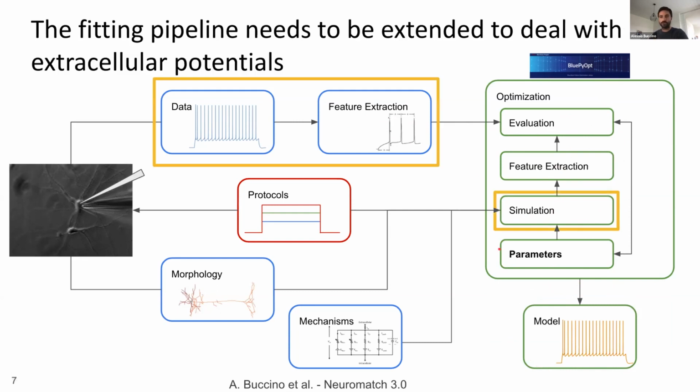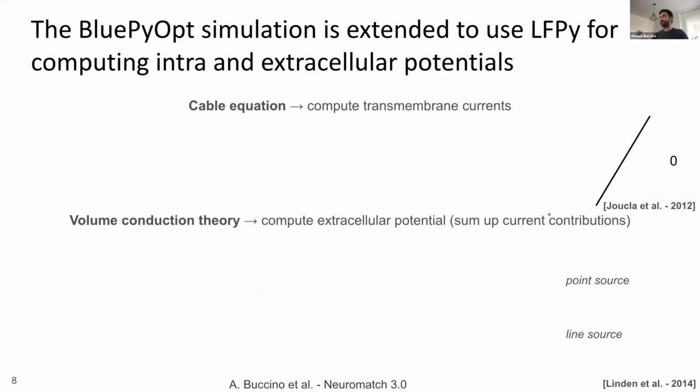However, in order to use also extracellular signals, we need to do some modifications to this pipeline. Of course, we need to extend our data acquisition strategy, also including extracellular signals. We need to also extract features from those extracellular recordings. And most importantly, we need to change the simulation in order to also simulate extracellular signals.